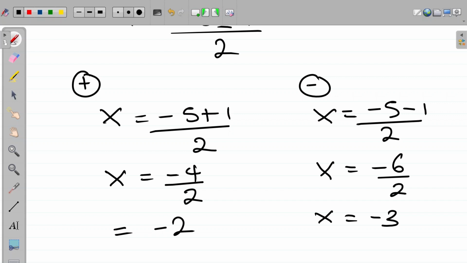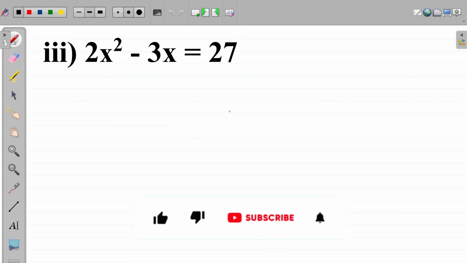Let's solve number 3. Number 3 says 2x squared minus 3x is equal to 27.